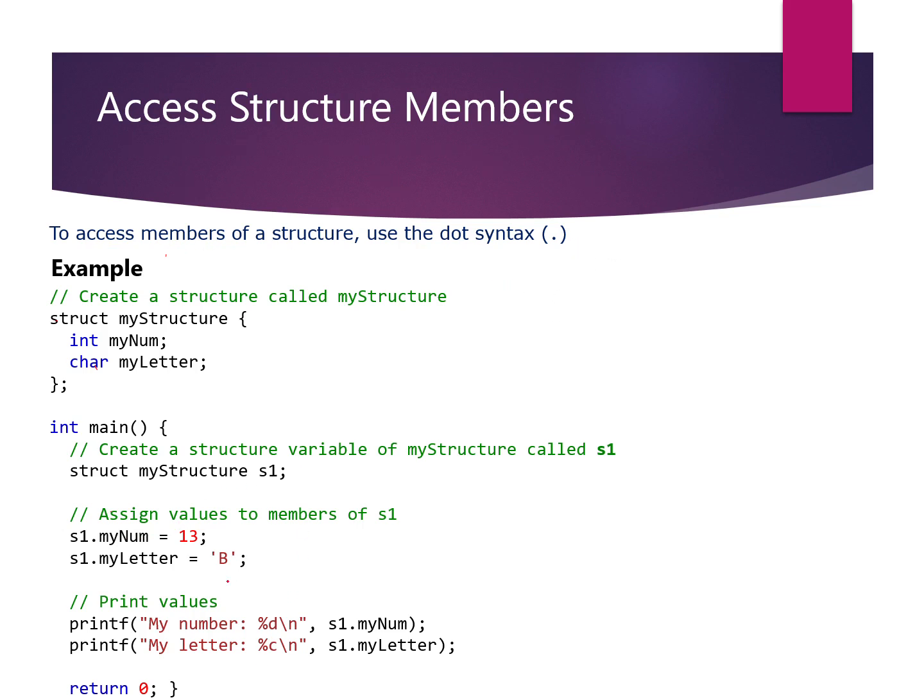So here it will print my number and it will print my letter. Whatever information I want, I can access using the object of my structure. So this is how we access any members.